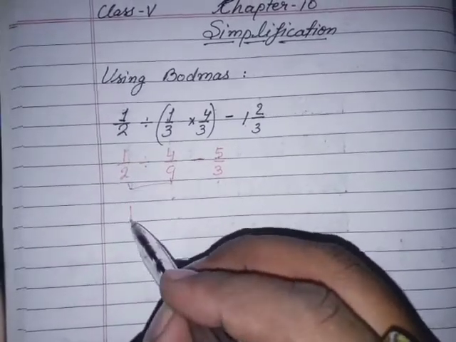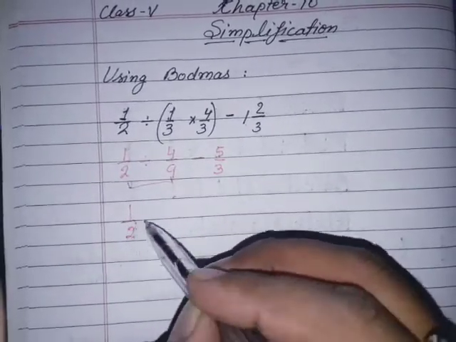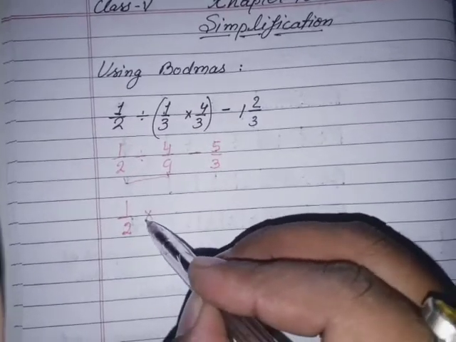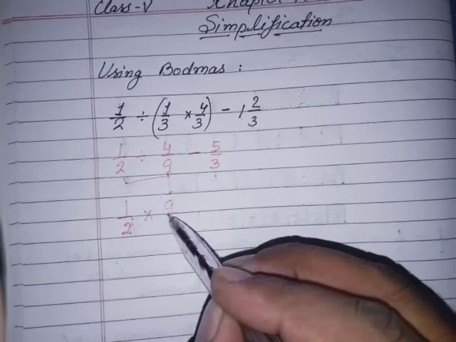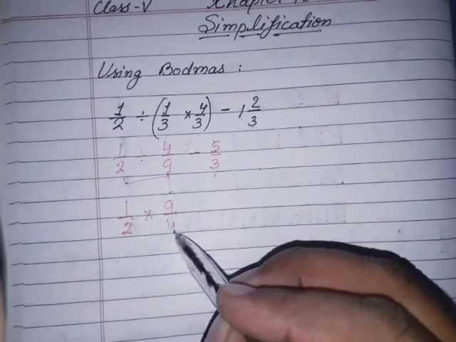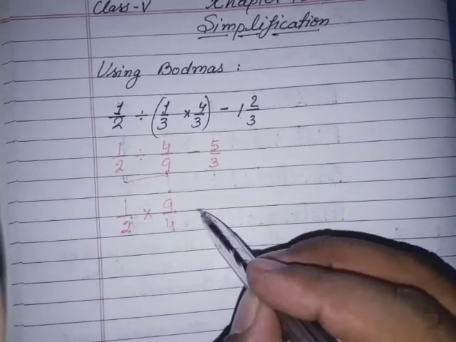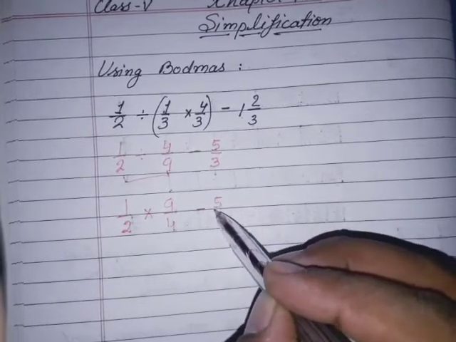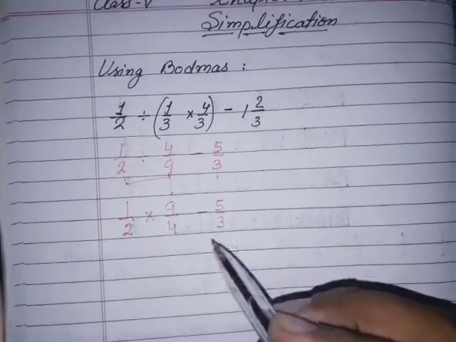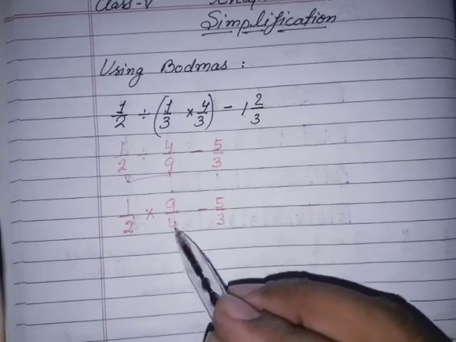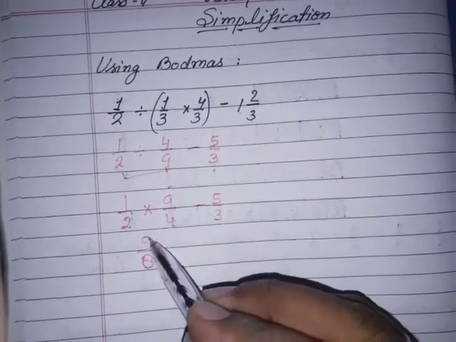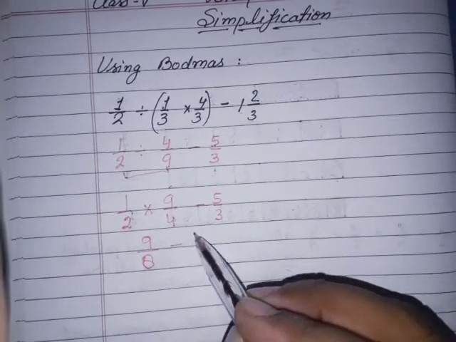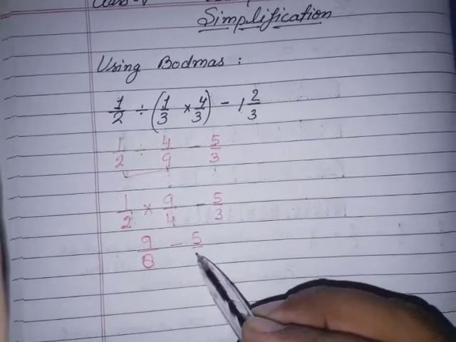So 1/2 will remain as it is and divide will become multiply. Why? Because we take the reciprocal of the fraction. So 9 becomes the numerator and 4 becomes the denominator. Then minus 5/3. So 2 times 4 will become 8 and 9 times 1 will become 9, minus 5/3.